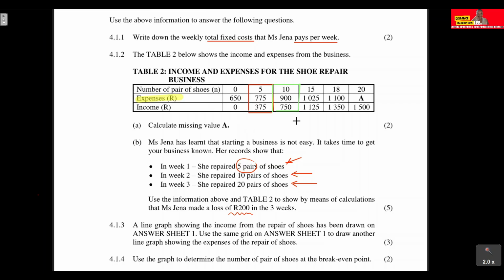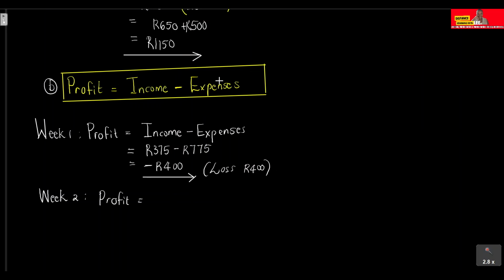All right, so we can see that in week 2, Miss Jenna's income was 750 and her expenses were 900. Still here we see that Miss Jenna's expenses are way more than her income. So we can see that also in week 2, her business was working at a loss. But you can still prove that by using this formula: profit is equal to income minus expenses. In week 2, her income was 750 and her expenses were 900. If you punch this into your calculator, you get negative 150. So that means her business obtained a loss of 150 in the second week.